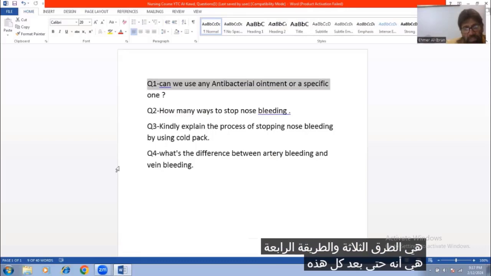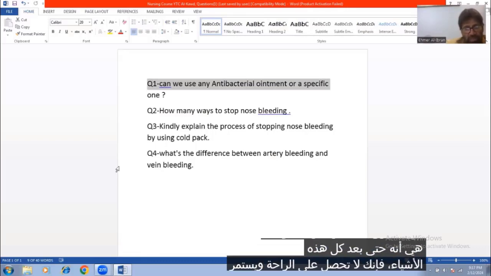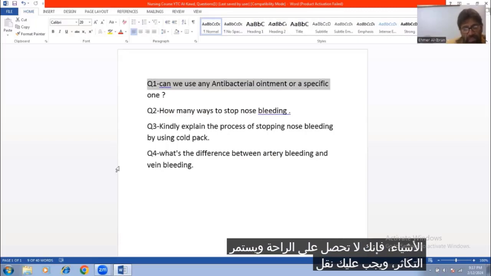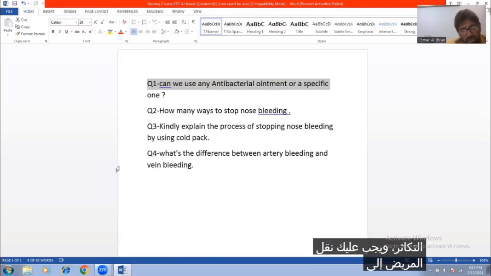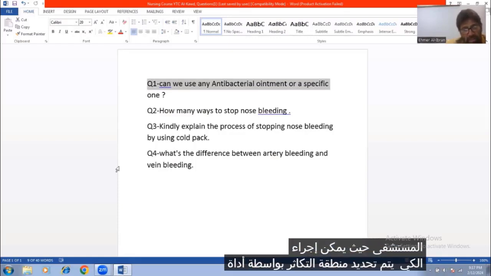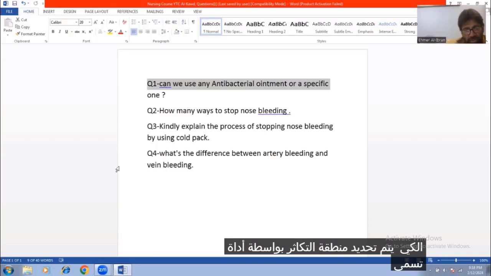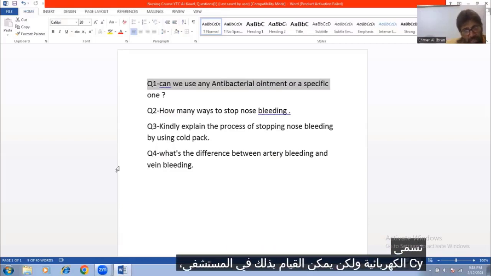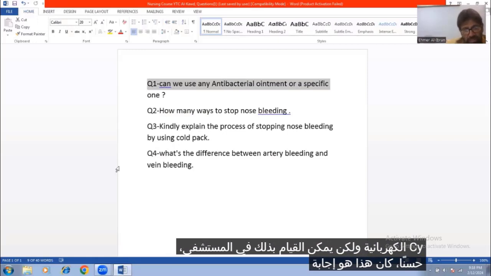And the fourth method is that even after all these things, you are not getting relief and the bleeding continues. You must take the patient to the hospital where cauterization can be done. The bleeding area is cauterized by an instrument called an electric cautery, but this can be done only in the hospital. Okay, this was the answer to your second question.